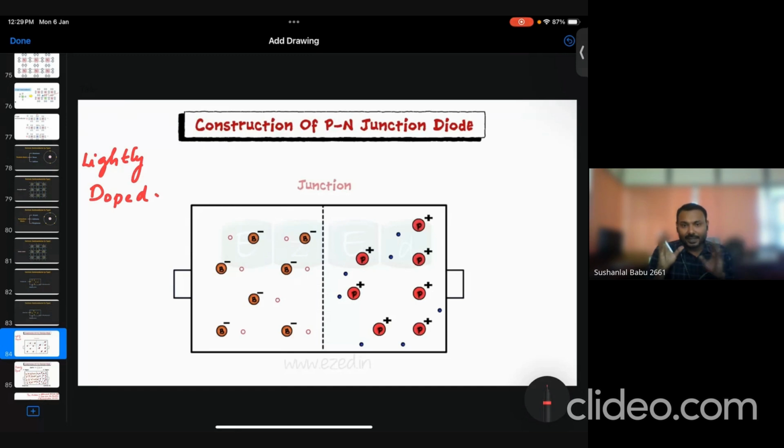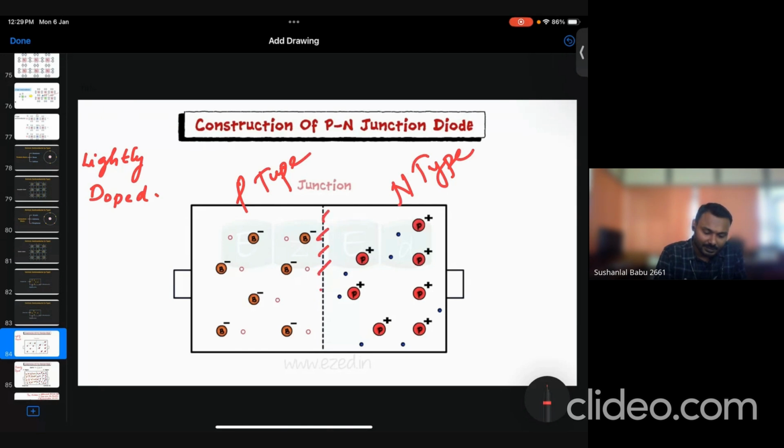We have a p-type semiconductor and an n-type semiconductor, and what we are going to do is merge, combine the p-type and n-type. So this is the p-type, this is the n-type. In between, there is a junction. That is what they explain. This is a junction.